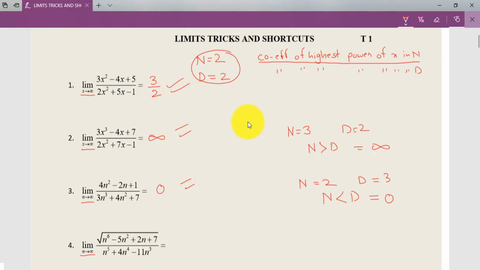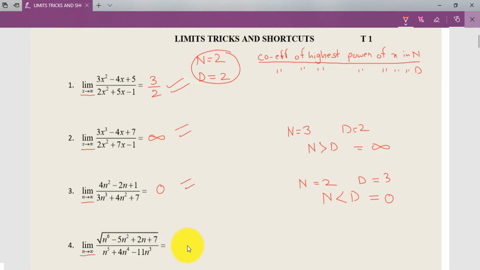So keep in mind, if you are given a polynomial in the numerator and denominator, and x tending to infinity or any other variable with respect to the polynomial. Here n tending to infinity, and here it is a polynomial. Depending upon that, there are only 3 possible cases: either the power in the numerator is equal, or less than, or greater than that in the denominator. You can write only these 3 possible things.